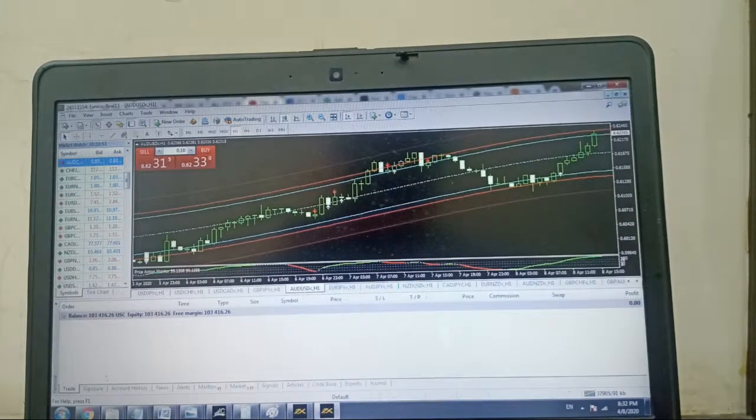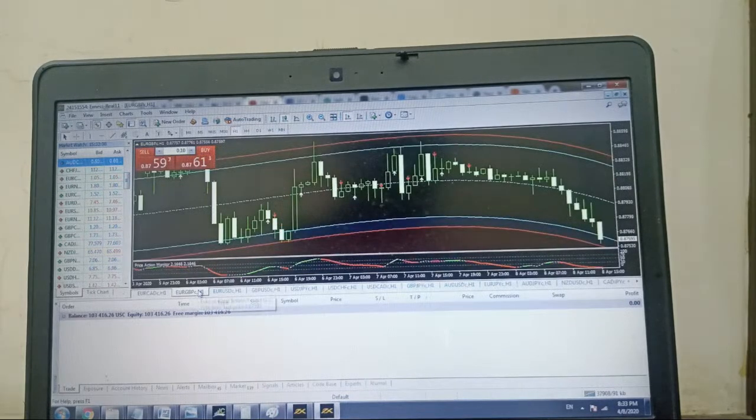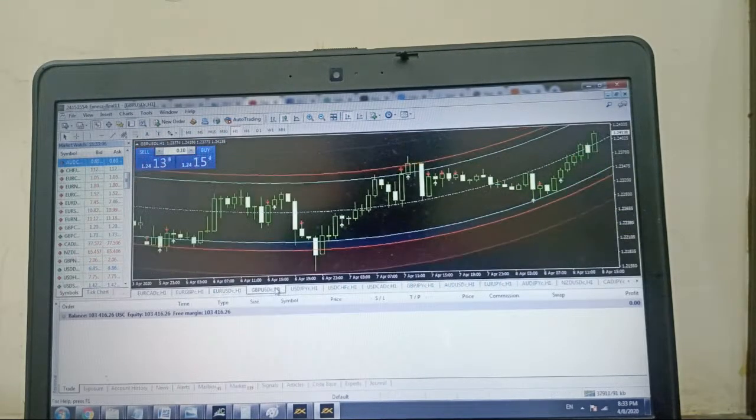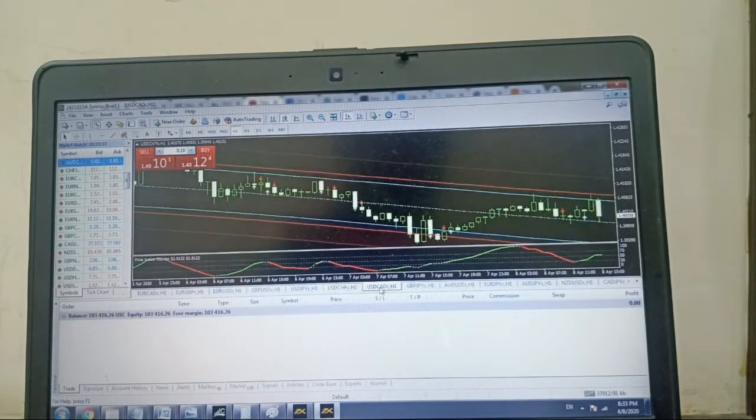So we have different pairs. Let me discuss from the scratch. Euro Canadian dollar, look, it's dropped. Okay, Euro Great Britain pound. Okay, Euro USD, and let me delete that line as well. Okay, Euro USD, Great Britain pound, USD JPY, USD CHF, USD Canadian dollar.